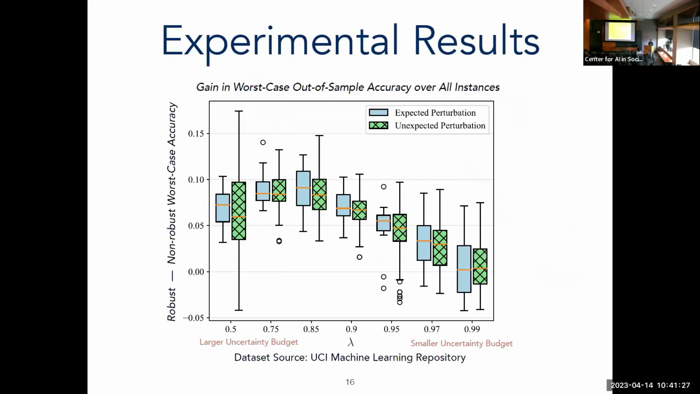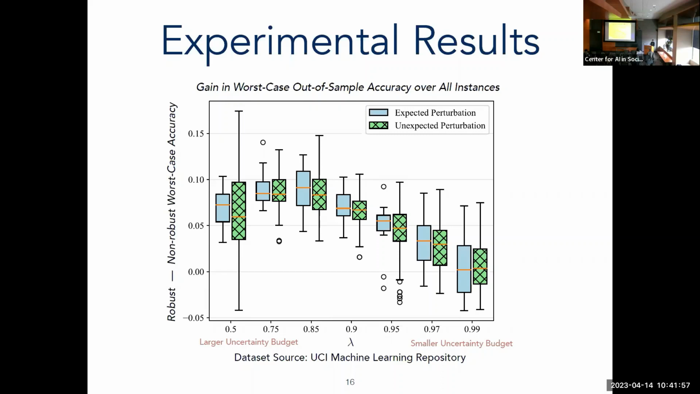So just to briefly go over the test results, we took 12 different data sets and through different uncertainty sets and different tree depths, we derived a worst case test accuracy by perturbing our test data in many different ways. And the vertical axis here is the gain in worst case accuracy from using a robust tree versus a non-robust tree. And the horizontal axis controls the size of the uncertainty set, which controls the number of distribution shifts you consider.